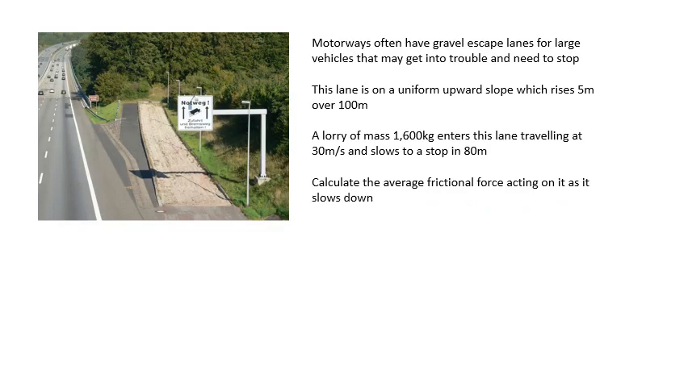Here's another one. Motorways often have gravel escape lanes for large vehicles that may get into trouble and need to stop. This lane is on a uniform upward slope, so that's going to help the lorry to slow down. Rises 5 meters in 100 meters, let's say. A lorry of mass 1,600 kilograms enters this lane, traveling at 30 meters per second, slows down to a stop in 80 meters. Again, calculate the average frictional force as it slows down. Have a go yourself. The answer is 3, 2, 1.